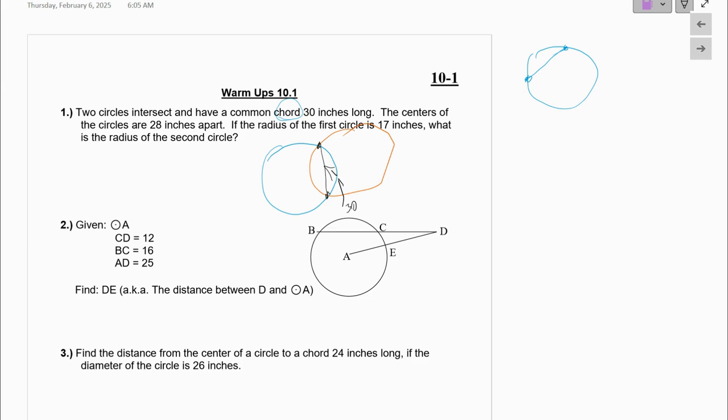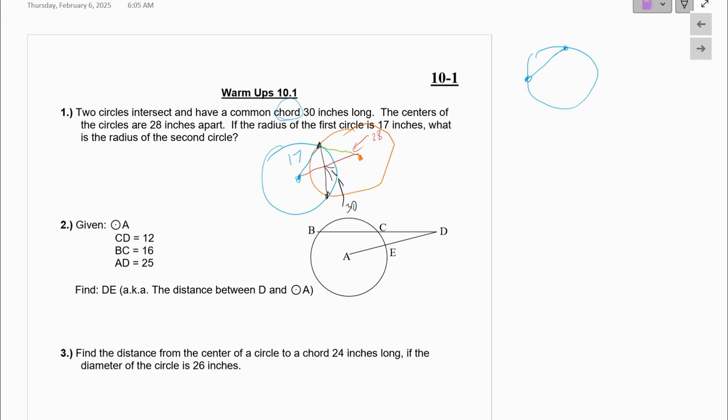Then we have the centers are 28 inches apart. So this guy connecting the centers is 28 inches. And then it tells us the radius of the first circle is 17. And it wants us to find the radius of the second circle. So, this is going back a little bit to last semester.